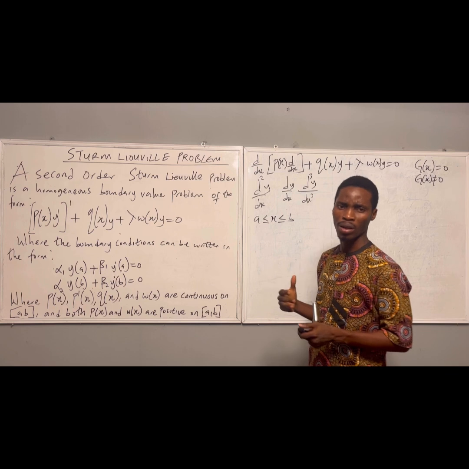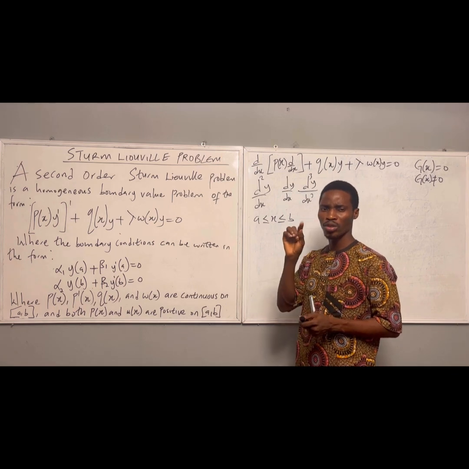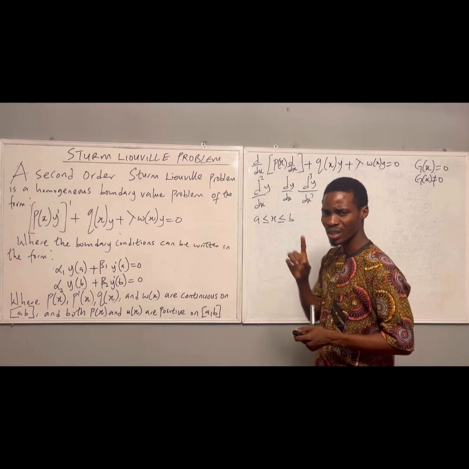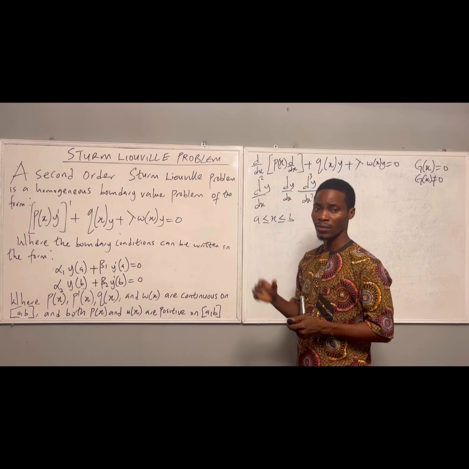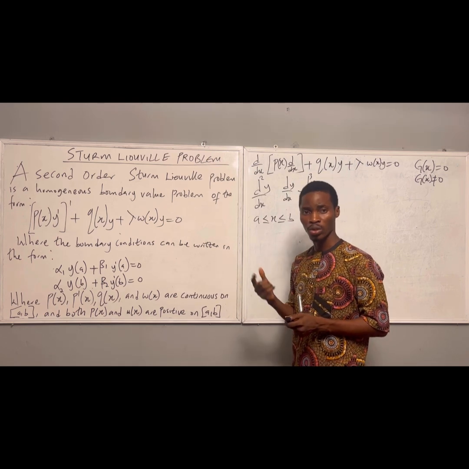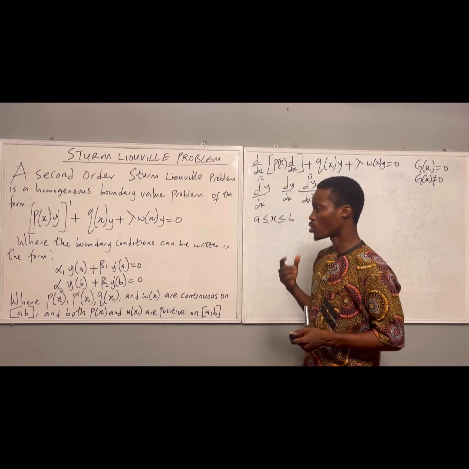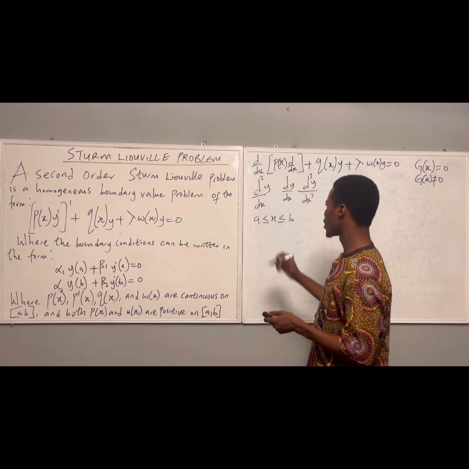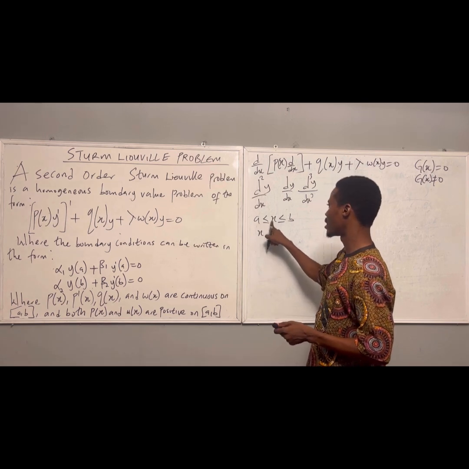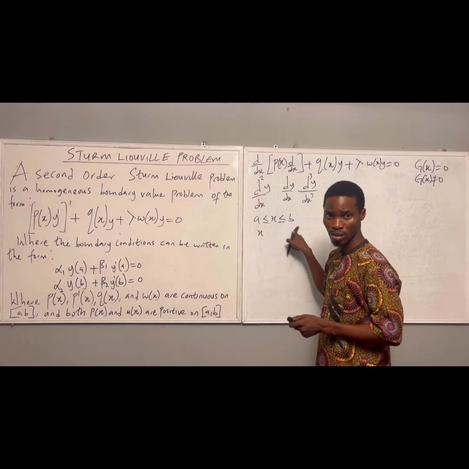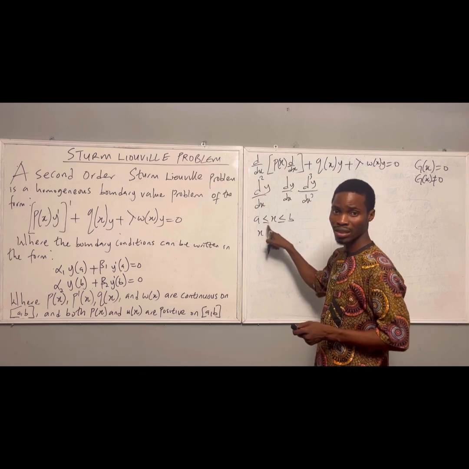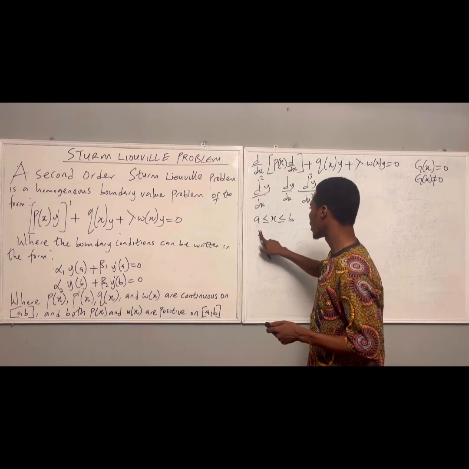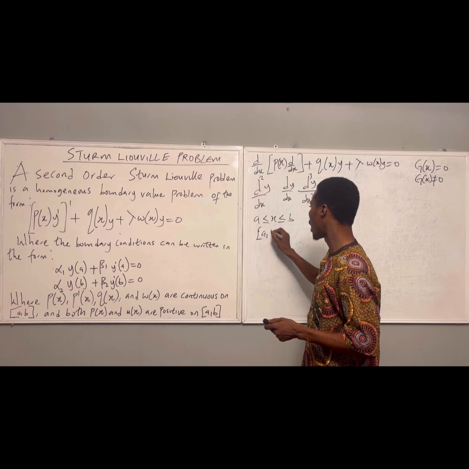When we talk about a continuous function, a function is said to be continuous if it is well defined. Yes, if it is well defined and its limit exists, it's a continuous function. The reason we have a less than or equal to x less than or equal to b is that this is a closed interval, from a to b.